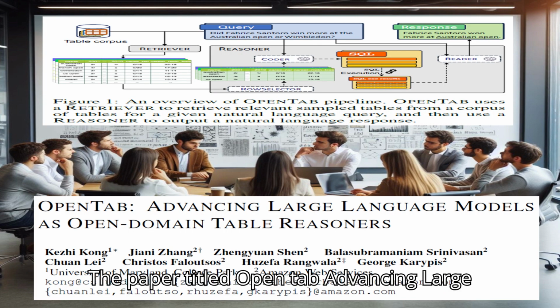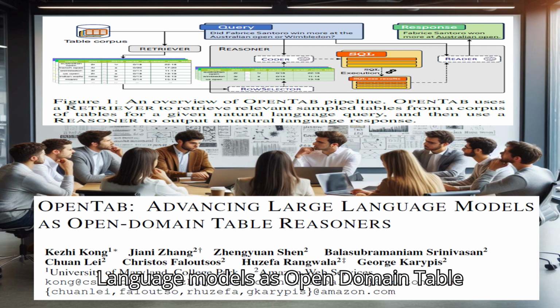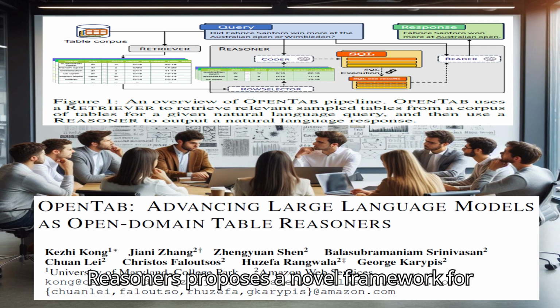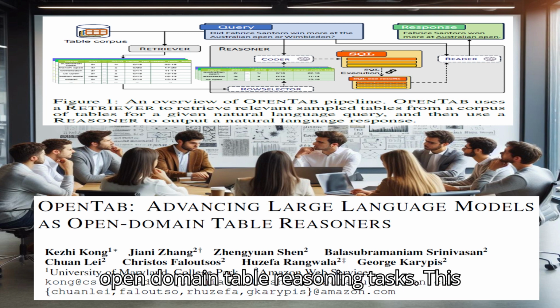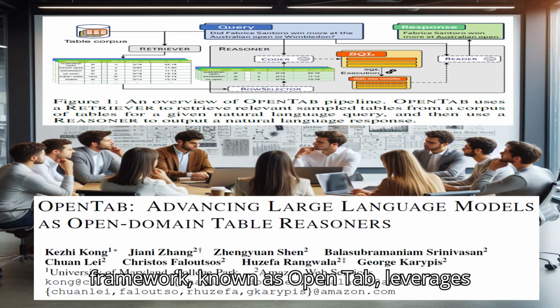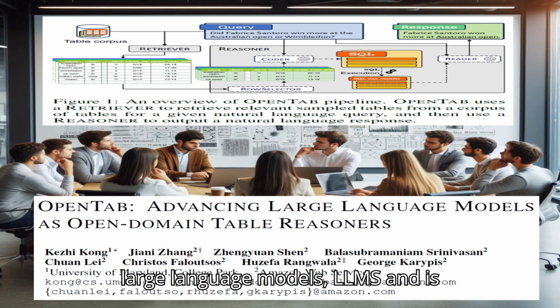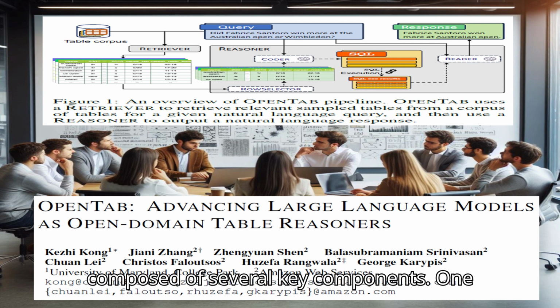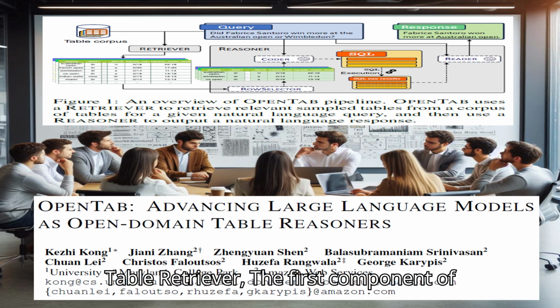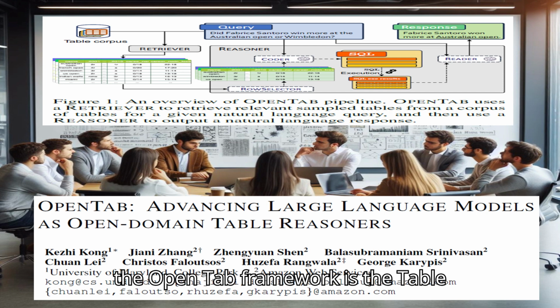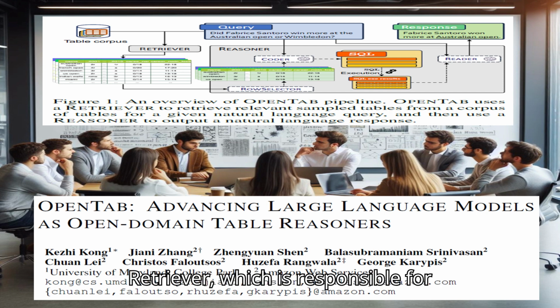The paper titled OPENTAB, Advancing Large Language Models as Open Domain Table Reasoners, proposes a novel framework for open domain table reasoning tasks. This framework, known as OPENTAB, leverages large language models, LLMs, and is composed of several key components. 1. Table Retriever. The first component of the OPENTAB framework is the table retriever, which is responsible for retrieving relevant tables from a large corpus.